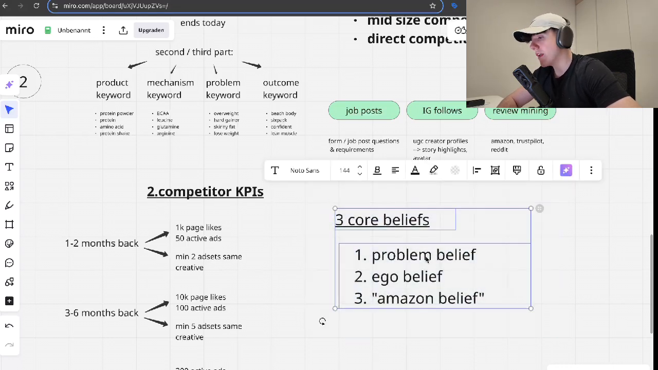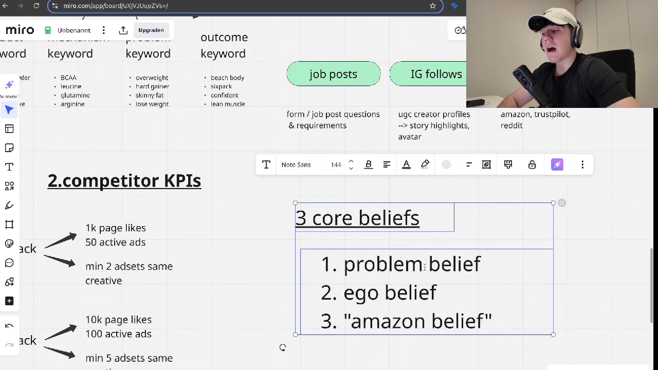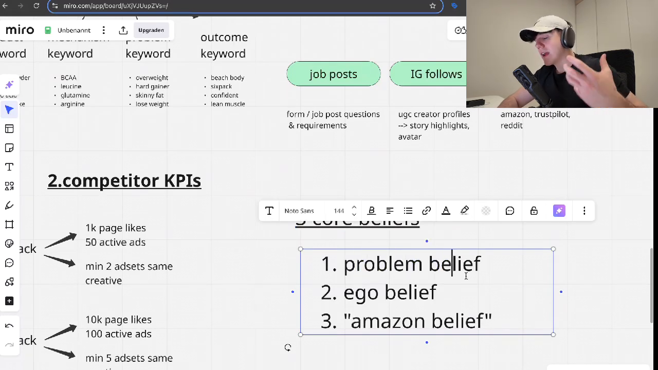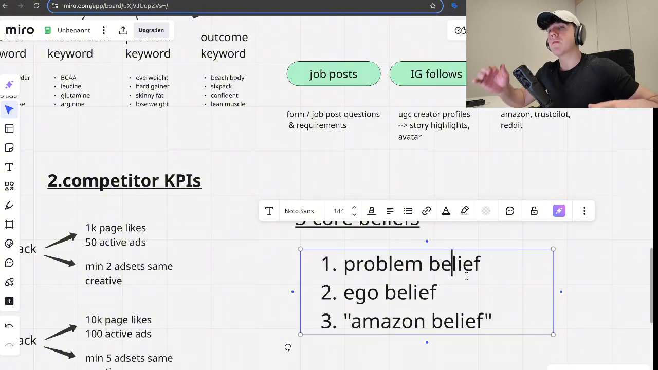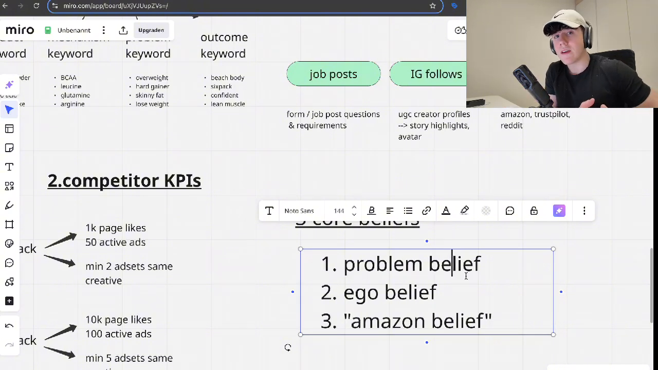So the three beliefs overall in every ad are always, first of all, the problem belief, which is essentially trying to break down how do they get people from not thinking they have a problem to actually believing that they have a problem? How do they do that? What types of things do they mention? What types of other competitors do they discredit? Basically, how does the problem section in their ads look like?